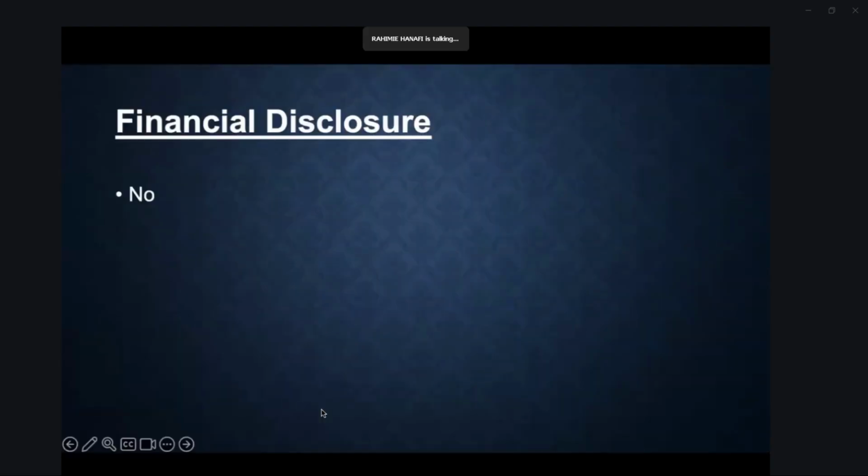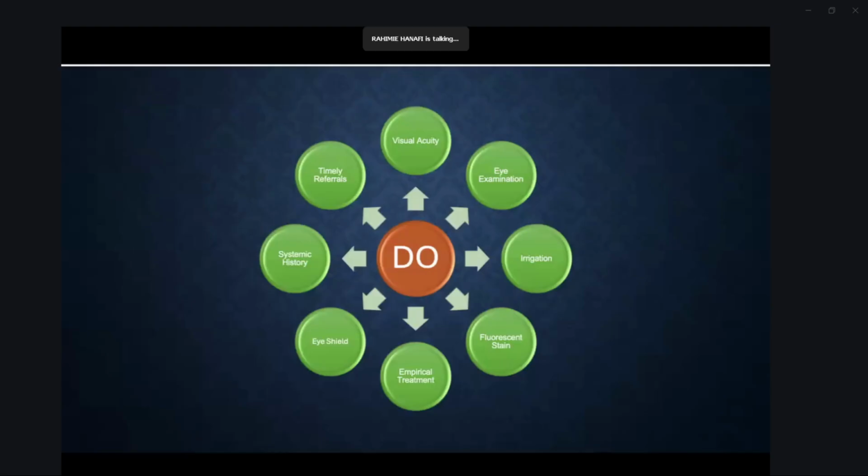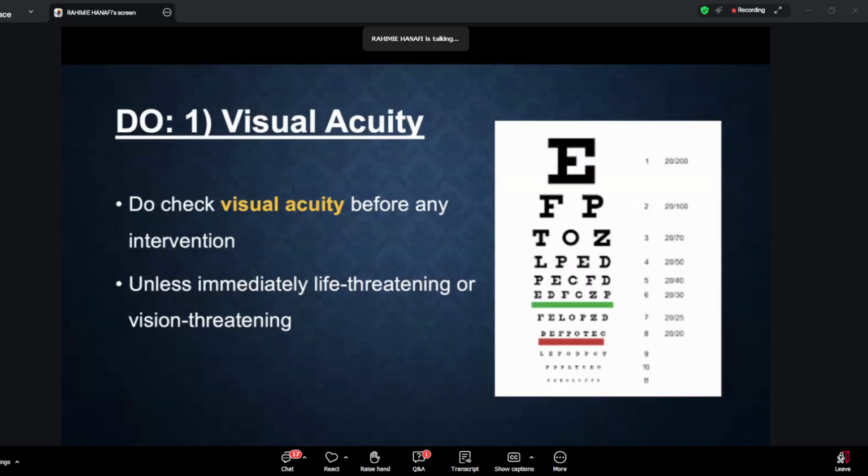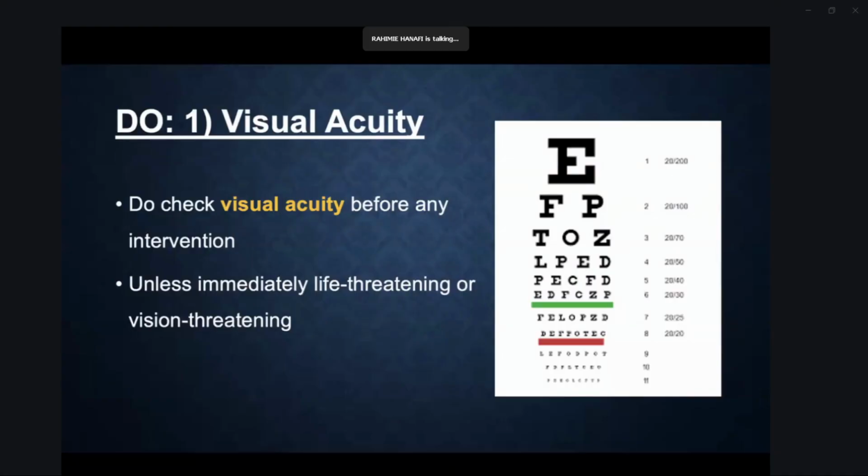I do not have any financial disclosure. This is what you should do at a glance. First of all, visual acuity. You should check the visual acuity before any intervention. However, bear in mind that you have to take note of any immediately life-threatening or vision-threatening condition. For example, if a patient comes to you with posterior reversible encephalopathy syndrome, where the patient has blurring of vision but the blood pressure is also very high, you should treat the blood pressure first rather than check the visual acuity.